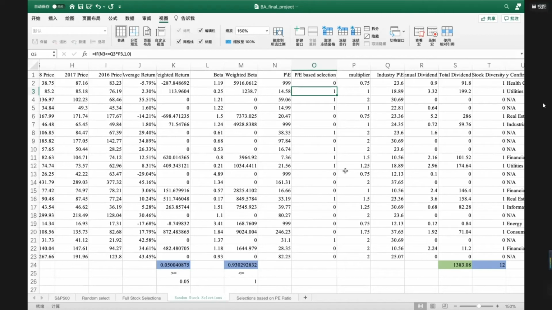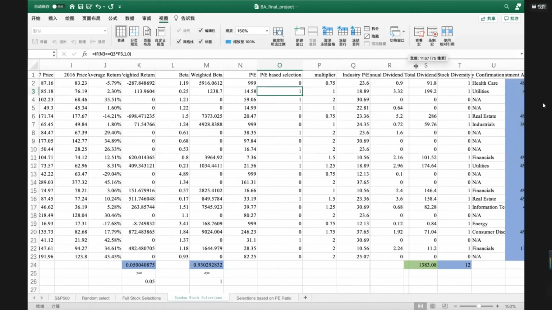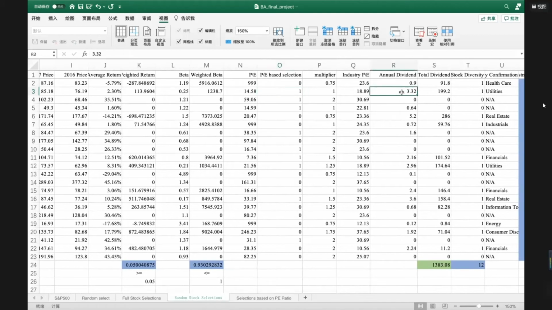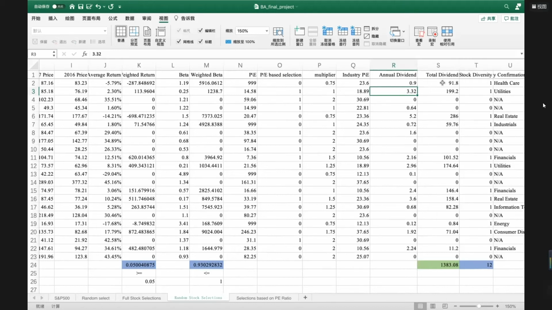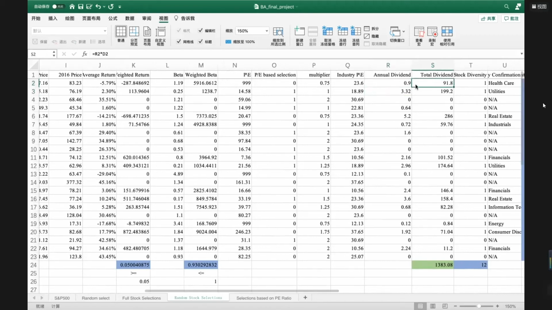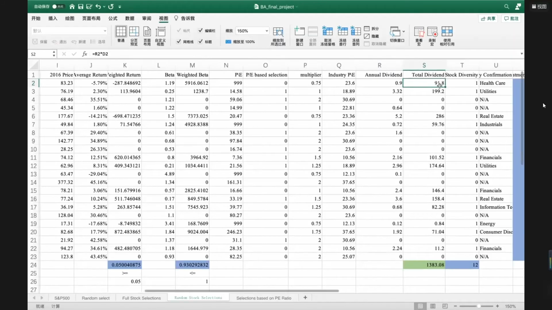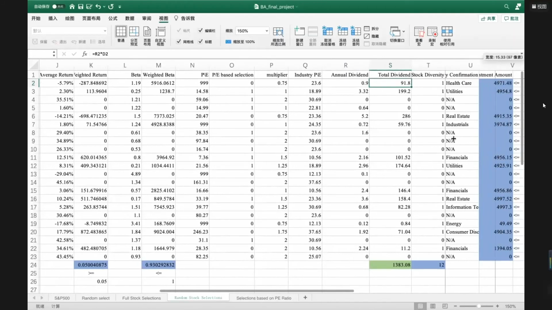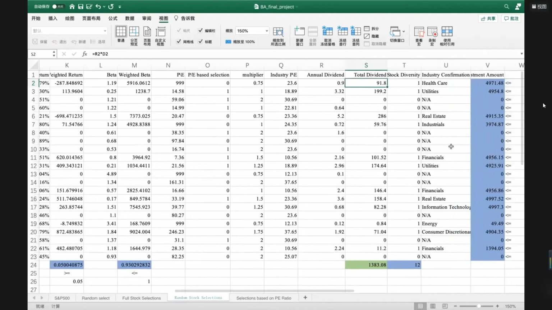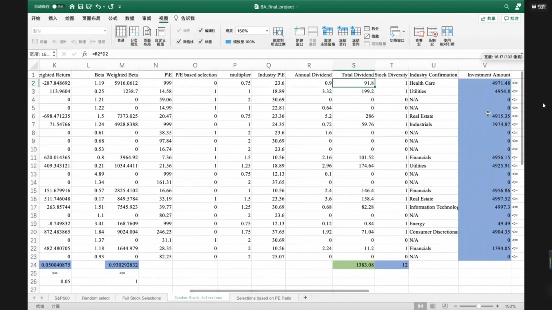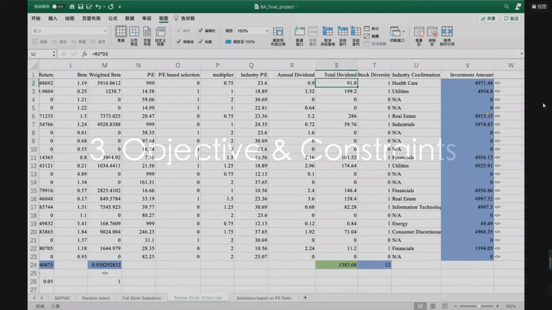And then we have our annual dividend, which is usually timed by 4 because most companies pay the dividend quarterly. And then for our total stock, it's just using the stock amount we purchased and multiplied by the annual dividend. And the stock diversity and the stock confirmation is just to check which industry our stock is chosen from. And here's our investment amount, which should be less than 5,000.